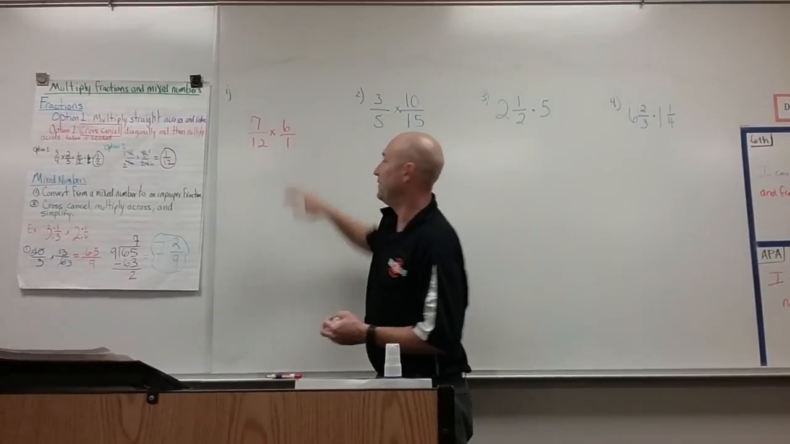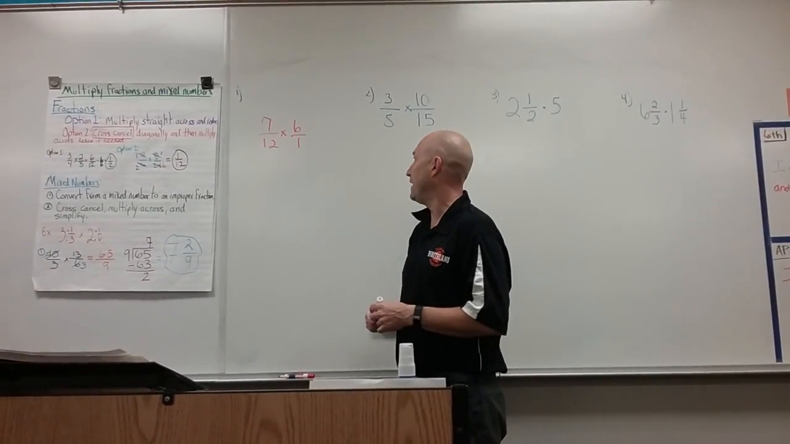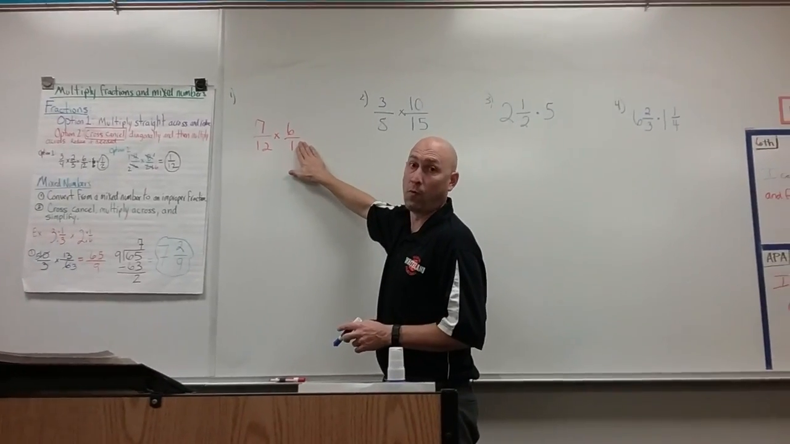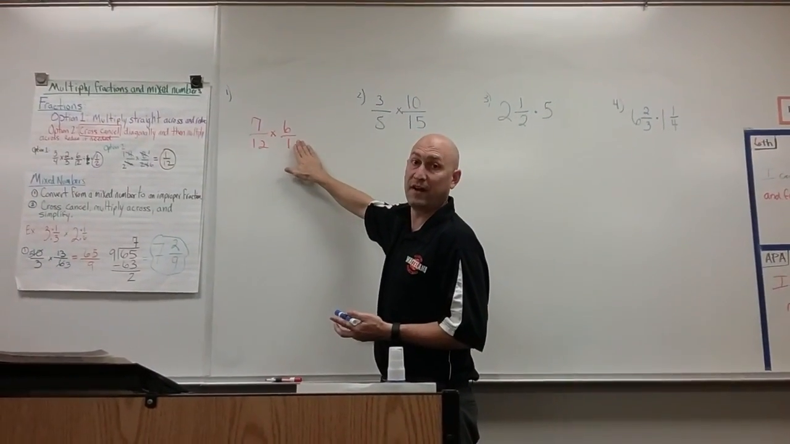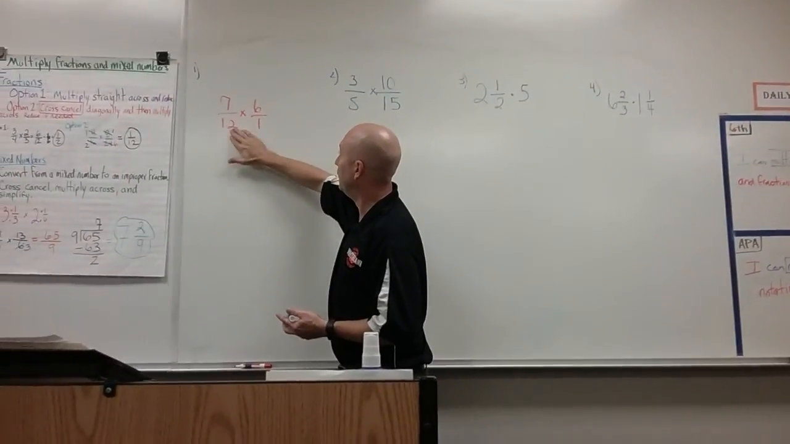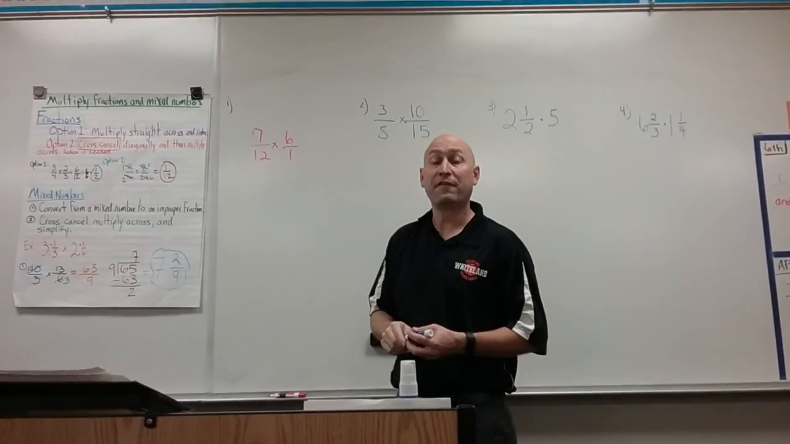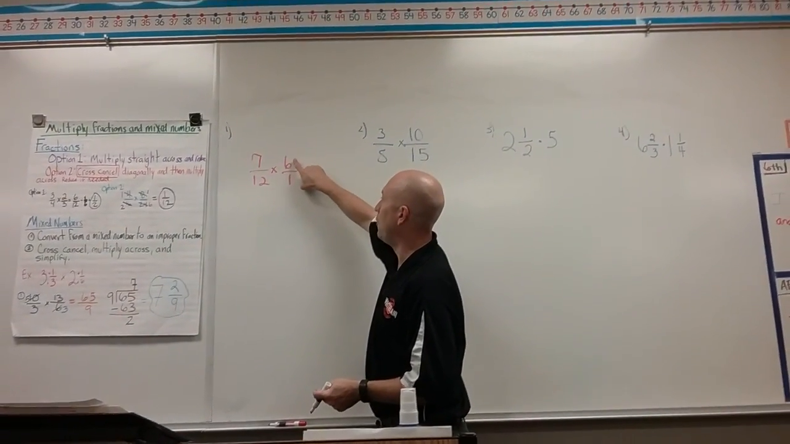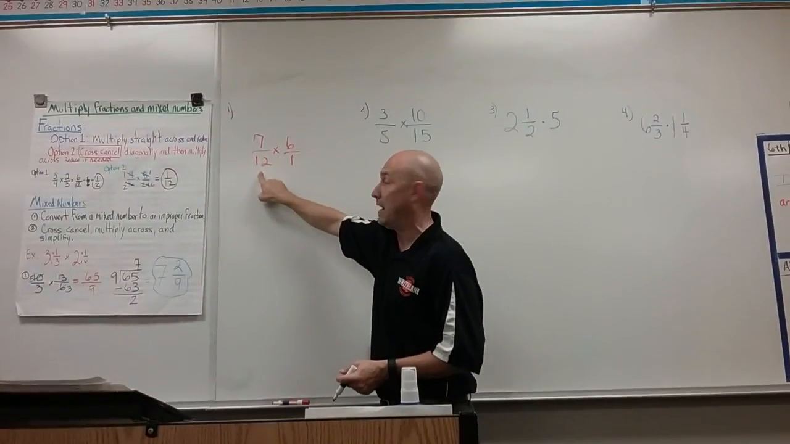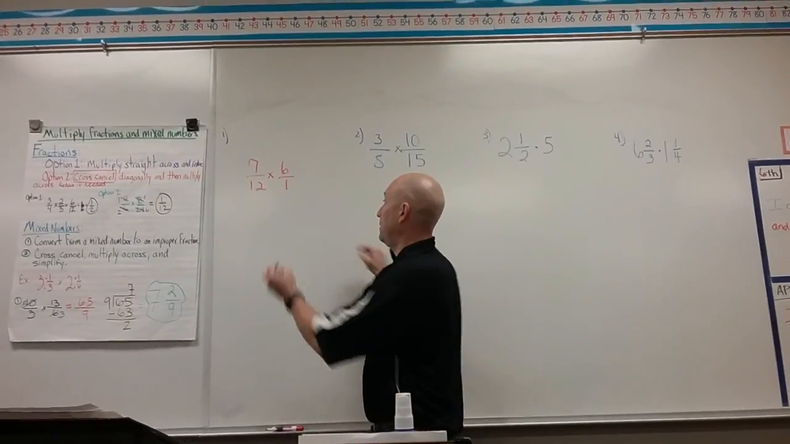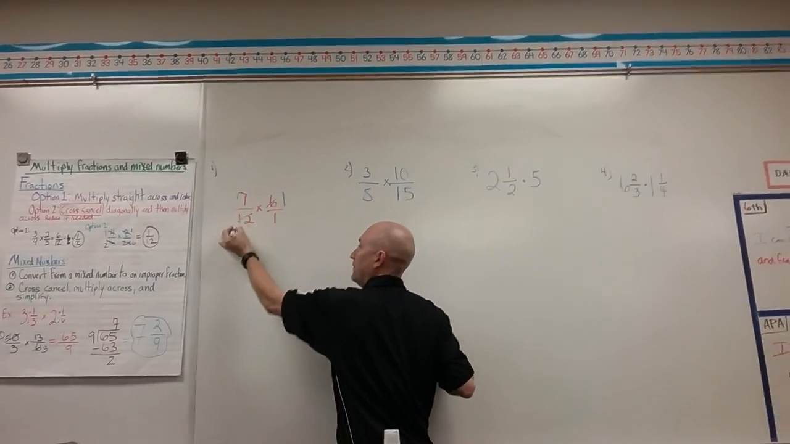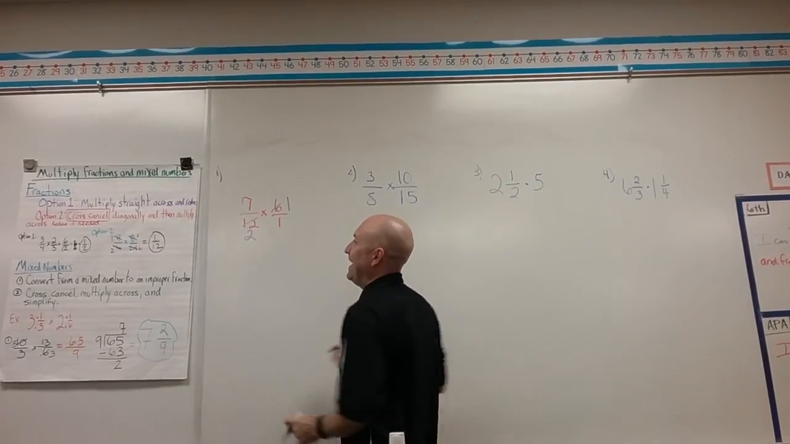So I look at 7 and 1. I can't do anything with those numbers because 7 is prime and it's over 1, so therefore it's as simplified as it can be. But when I look at the 6 and the 12, they have common factors. So what I would do is I would ask myself, okay, what can I divide 6 and 12 by? 6 is the biggest number, so 6 divided by 6 is 1. 12 divided by 6 is 2.